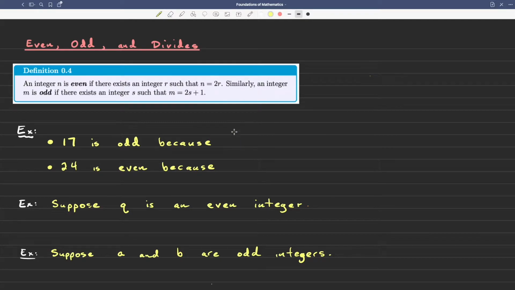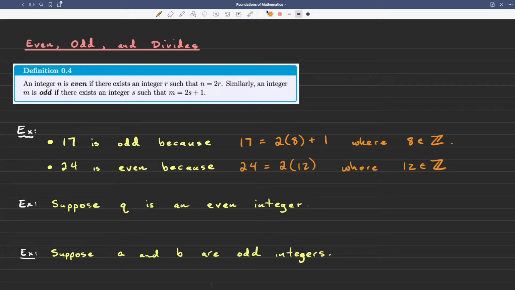Putting these definitions into practice here, why can we say 17 is odd? Well, according to our definition, it's because 17 is equal to 2 times an integer. Well, what integer is that? 8 plus 1. 17 is 2 times an integer plus 1. I want to point out here that 8 is an integer, so it complies with that definition. Similarly, I can say 24 is even because 24 is equal to 2 times 12, where 12 is an integer.